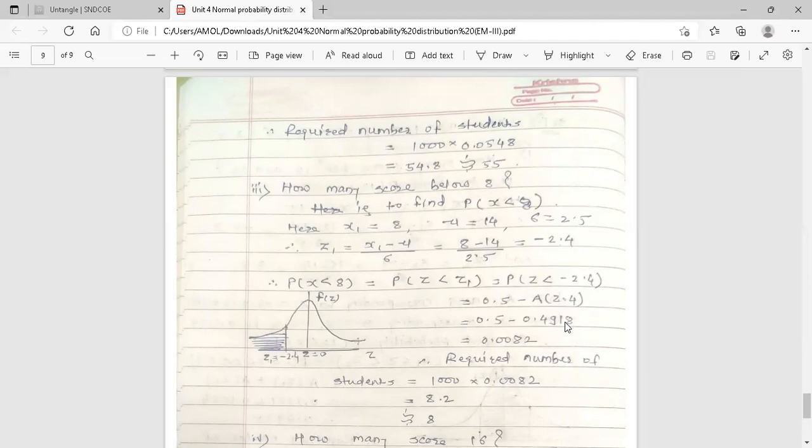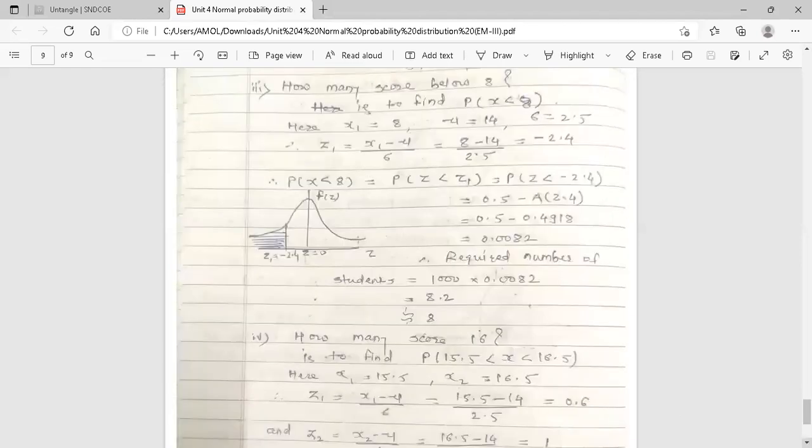Every time you have to subtract 0.5 from that value. If we subtract 0.5 from the area, the exact area is 0.4918, and this subtraction gives 0.0082. So this is the probability that x is less than 8, how many score below 8. For that, the probability is 0.0082. We want the required number of students out of 1000, so you multiply this probability by 1000, and the answer is 8.2. Means approximately 8 students score below 8.